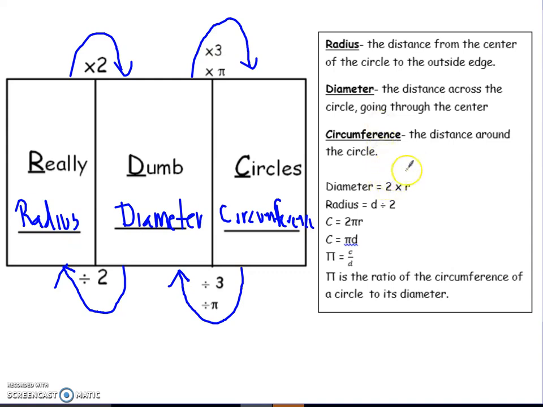So here's some formulas that you need to know. Diameter is 2 times the radius. Radius is the diameter divided by 2. Circumference equals 2 times pi times r. Circumference equals pi times diameter, and pi is always circumference divided by diameter. Pi is the ratio of the circumference of a circle to its diameter.